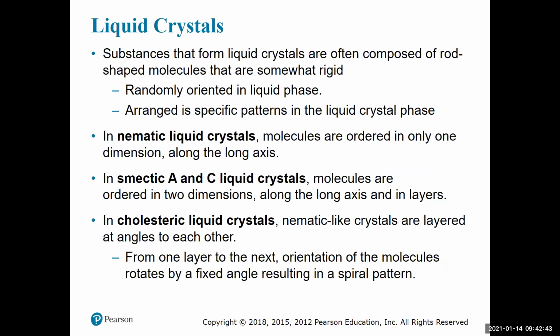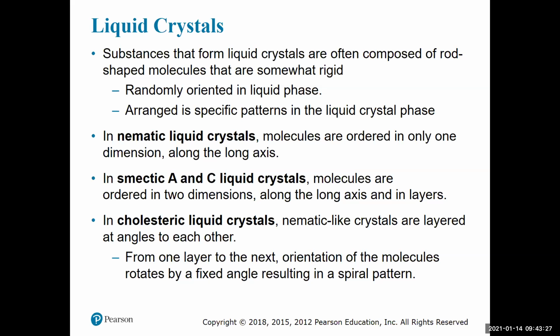So here are some of those definitions for the different types of things. Liquid crystals often are composed of rod-shaped molecules that are somewhat rigid. They're randomly oriented in the liquid phase. So in the liquid phase, think of these cigar-shaped molecules, and they're all kind of jumbled up. In the liquid crystal phase, they start to get order to them. There are patterns, and if you look at them, you can see that they're no longer random.